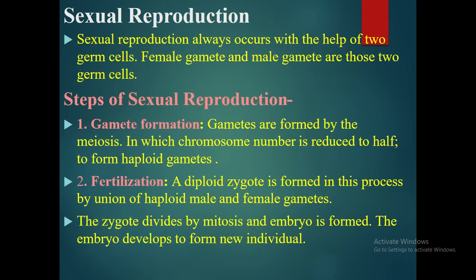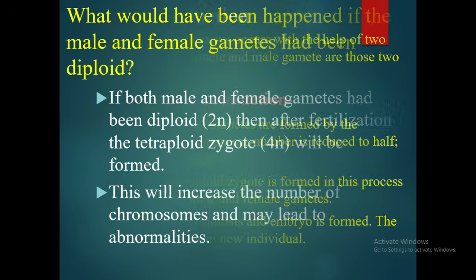One is gamete formation, which happens by meiosis cell division, in which the diploid chromosomes and the cell are converted into haploid gametes. Second step is fertilization, in which a diploid zygote is formed by using a haploid male and haploid female gamete. These both are fused to form the zygote. Later, this zygote divides by mitosis to produce an embryo, and the embryo grows into a new organism.